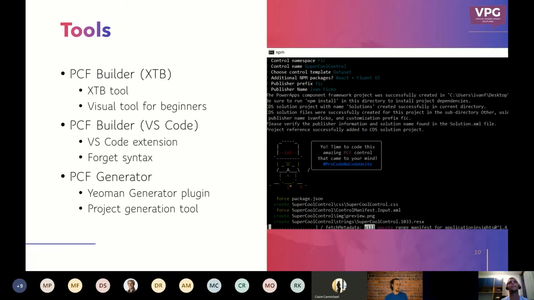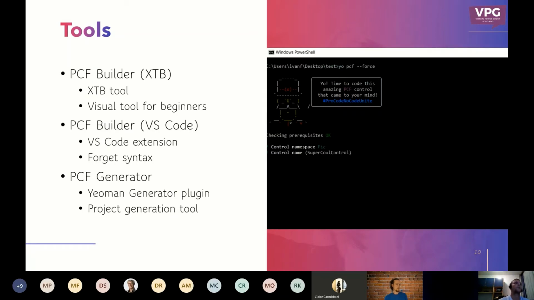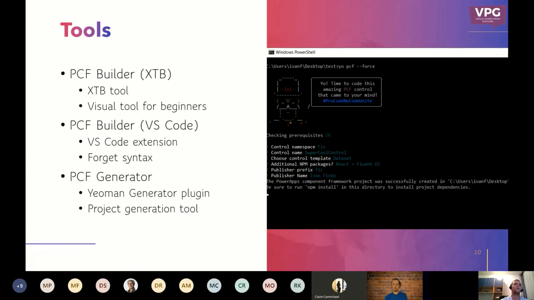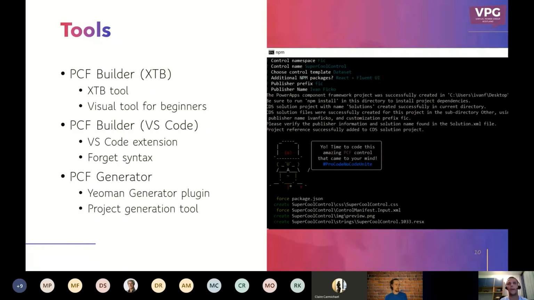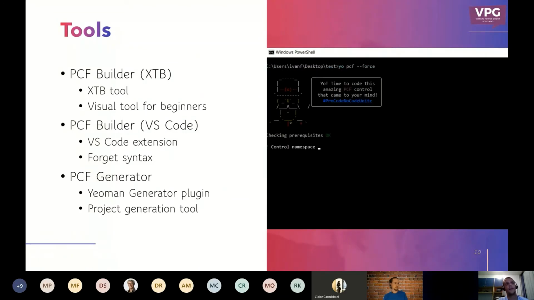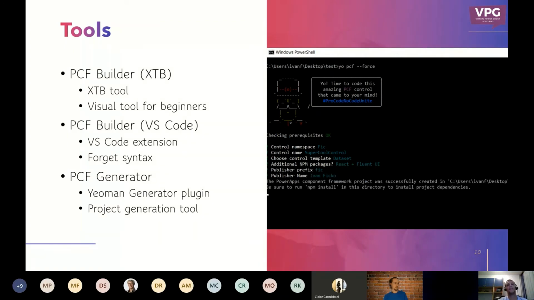And the final one, also included from the last version in the PCF Builder for Visual Studio Code, is my tool called PCF Generator. That's basically a Yeoman generator. Yeoman is a templating engine. It will help you to scaffold the initial project for you. You need to execute, I don't know, 5 or 6 commands in total to initialize your project fully. But this PCF Generator is a command line tool.